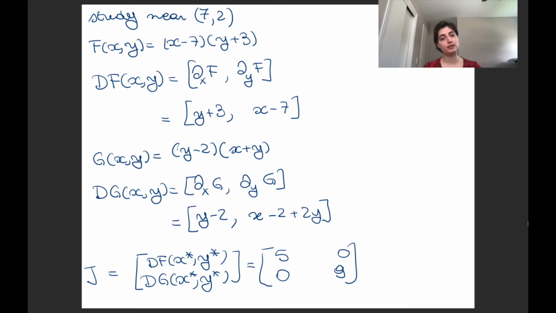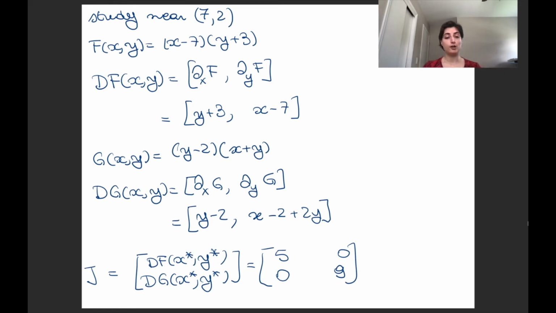We do the same thing for the other equation, that is g of x, y. It's (y minus 2) times (x plus y). We take the derivative of g. The derivative being a 2-element vector in which in the first element we have the derivative of g with respect to x, and in the second element we have the derivative of g with respect to y. So now we have a vector that is y minus 2, x minus 2 plus 2y.